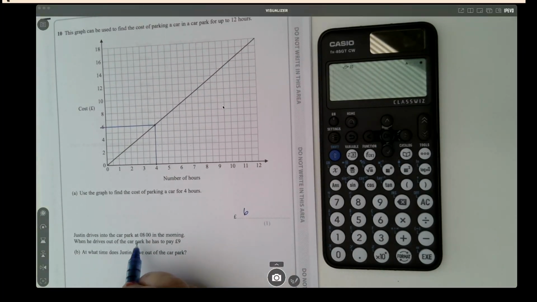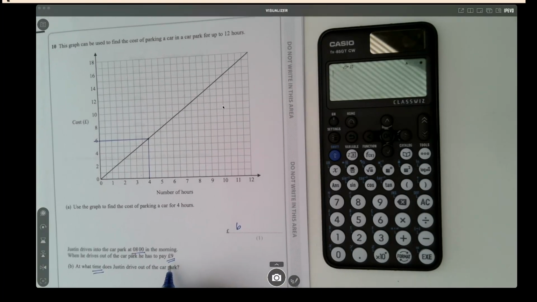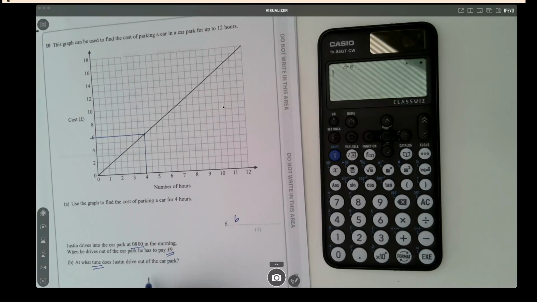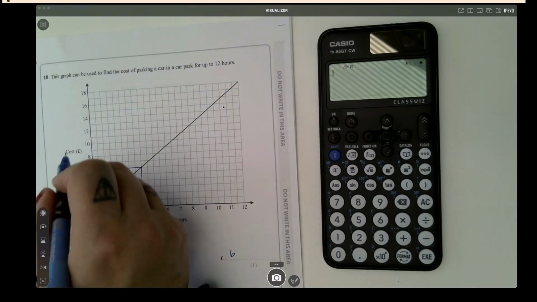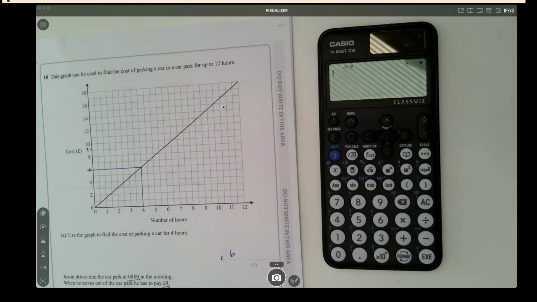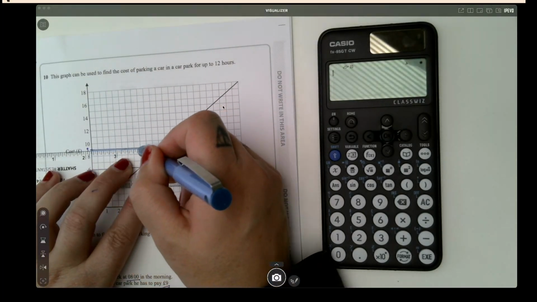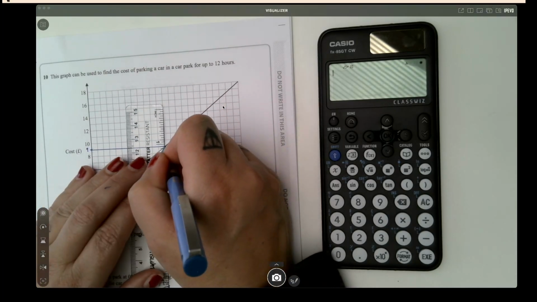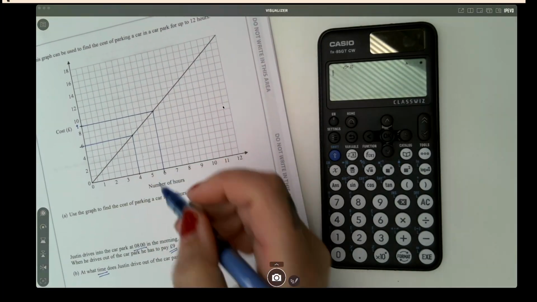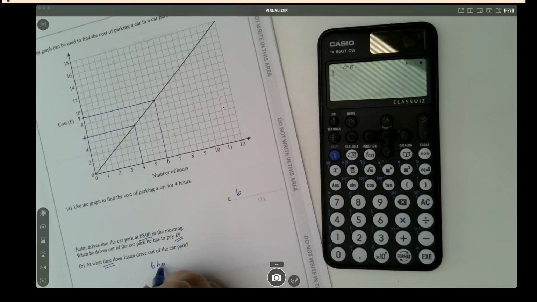Justin drives into the car park at 0800 in the morning. When he drives out of the car park, he has to pay £9. What time does Justin drive out of the car park? So if he paid £9, let's see how long he was parked for. We're going to find £9, read along the other way to the line and then down. Okay, so he parked for 6 hours.